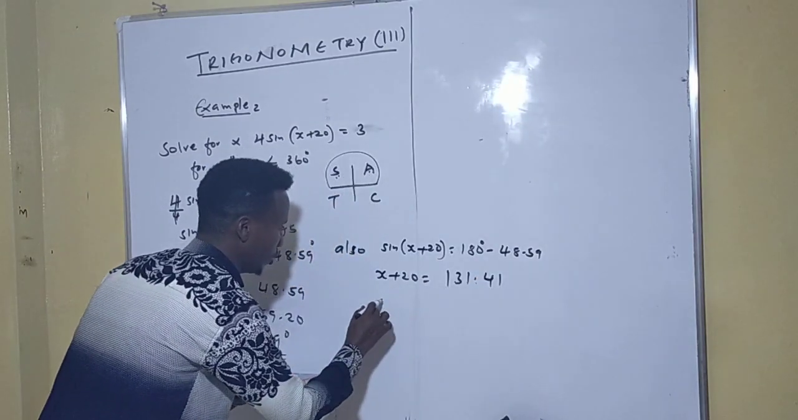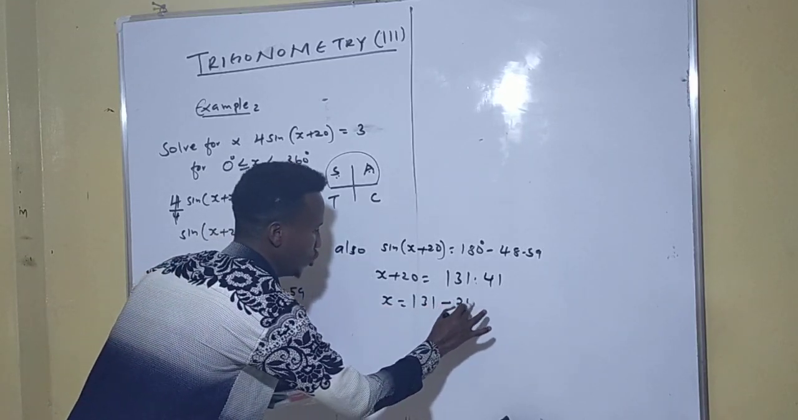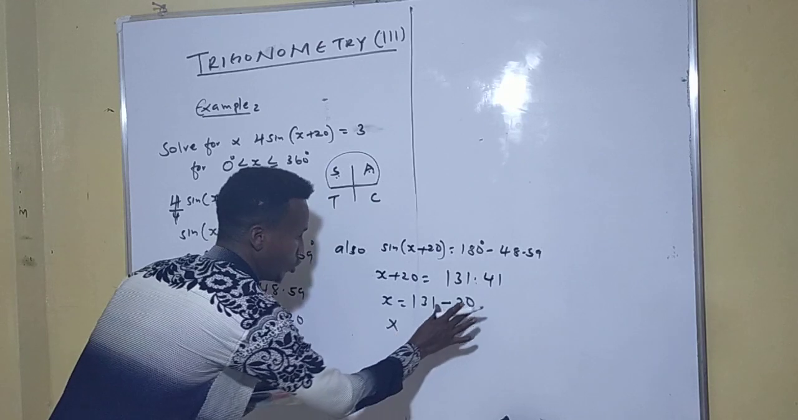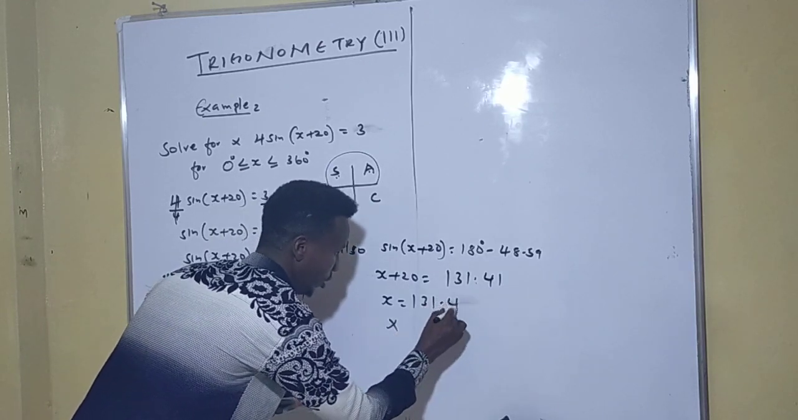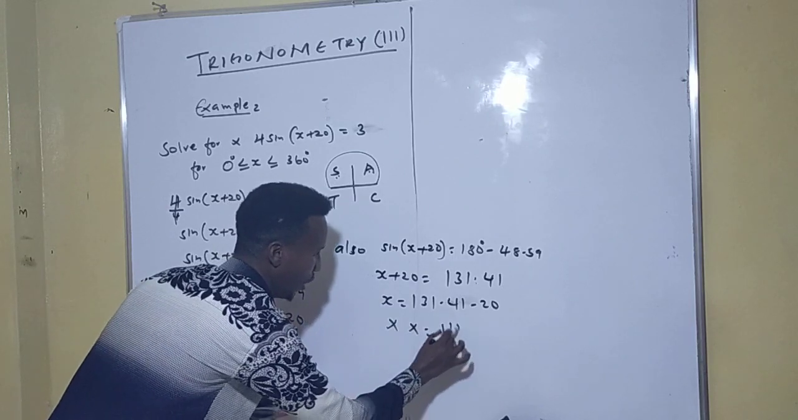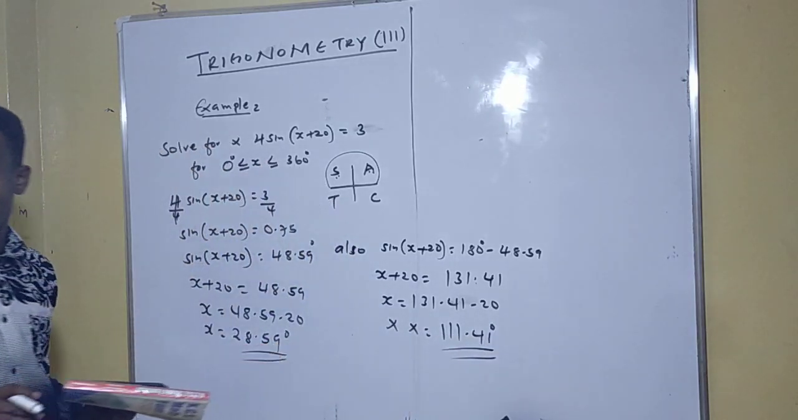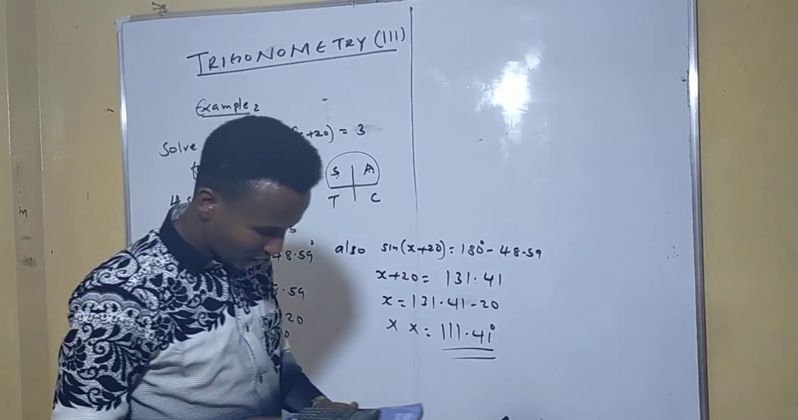131.41. Take this one to the other side. x is equal to 131.41 minus 20. So x therefore is equal to 111.41 degrees. This is another possible answer for your information, guys.